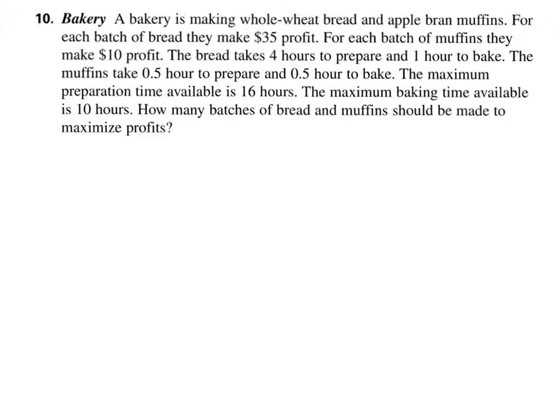In problem number 10, a bakery is making a whole wheat bread and apple bran muffins. For each batch of bread, they make $35 profit. For each batch of muffins, they make $10 profit. The bread takes 4 hours to prepare and 1 hour to bake. The muffins take 0.5 hours to prepare and 0.5 hours to bake.